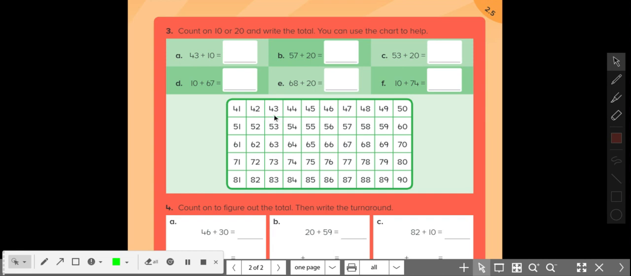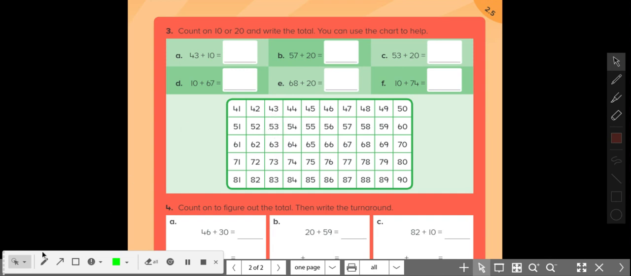Here's 43. I can count 10 jumps. Watch what happens when I do. 1, 2, 3, 4, 5, 6, 7, 8, 9, 10. Hey, I noticed that when I stopped counting by 10, I was just one row below the number 43. I just jumped down 1.